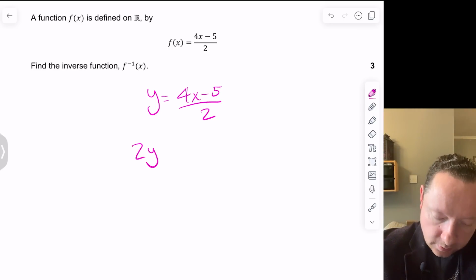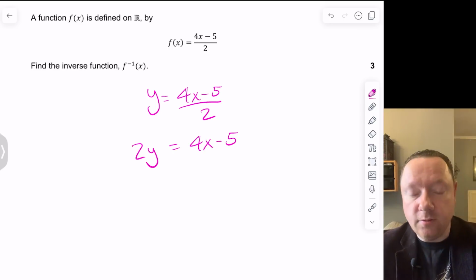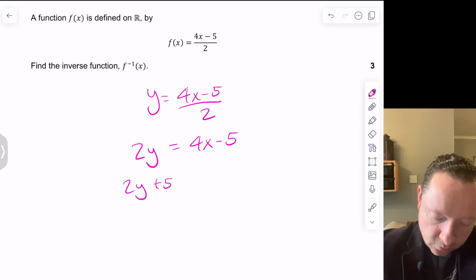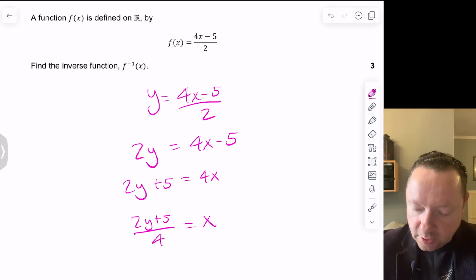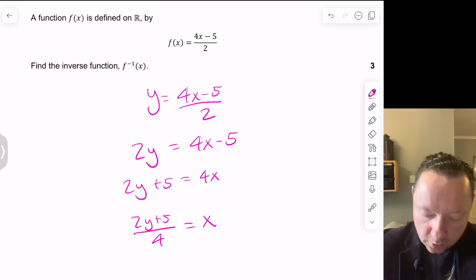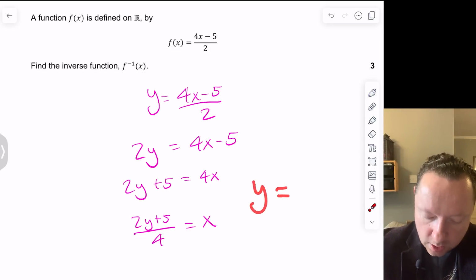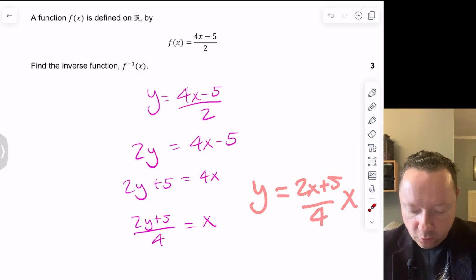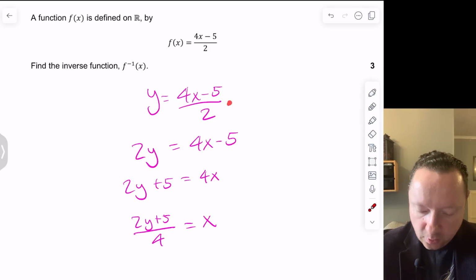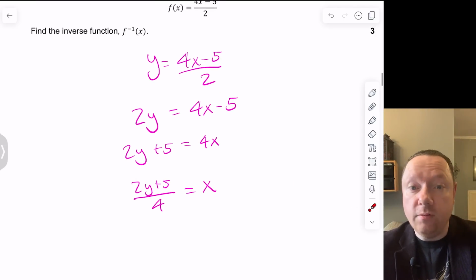So 2y, times them through by 2, is 4x minus 5. Adding 5 to both sides, you get 2y plus 5 is 4x. And then divide by 4 then, so (2y plus 5) over 4 must equal x. Now at this stage you need to be very careful. You do not now write y equals (2x plus 5) over 4. That's a big no-no. If you do that, you've got 2 y's here and here for the same equation, which are not the same. So therefore you'll get a contradiction and SQA will take a mark off you.